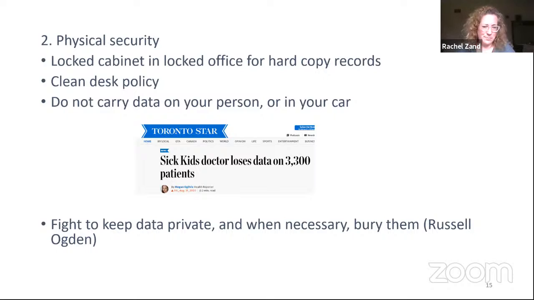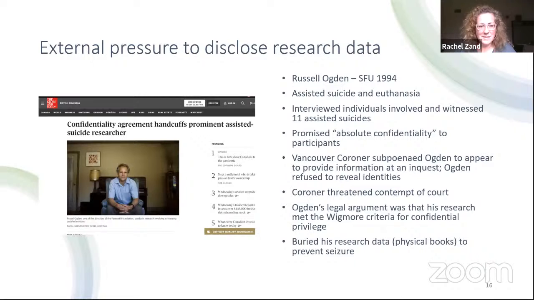I don't know what Sick Kids was fined or what the researcher was fined, but this has lived in notoriety for that researcher. And the final point, which is another story I'm going to tell right now, is about the need to fight to keep data private and, when necessary, bury them. So this is a picture of Russell Ogden. He was a master's student in criminology at Simon Fraser University in 1994.